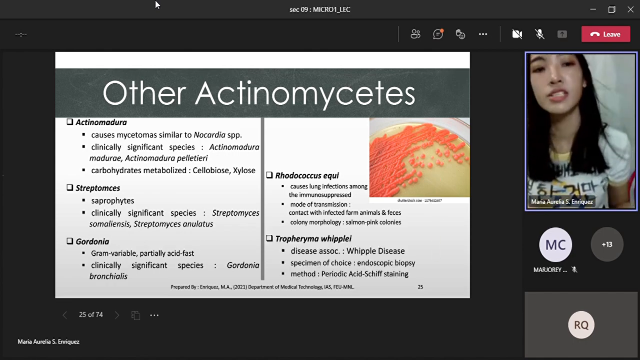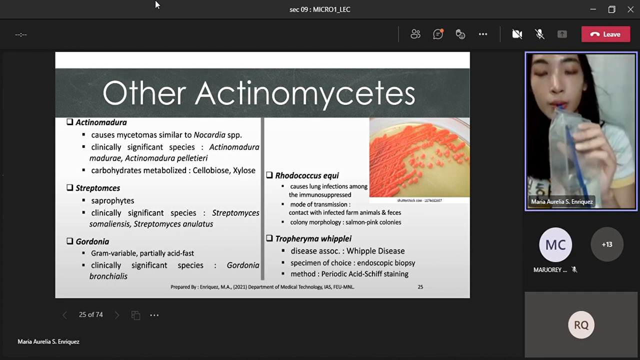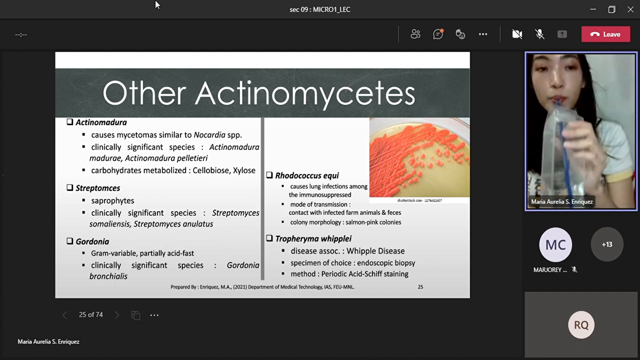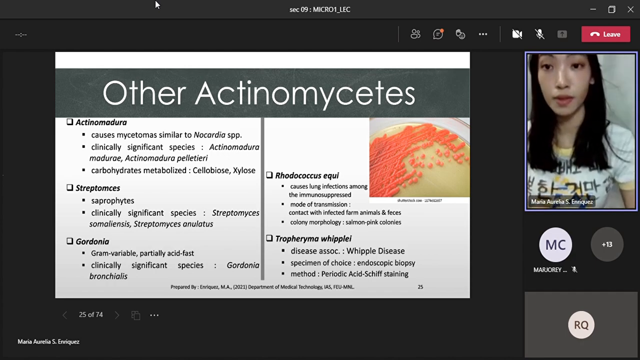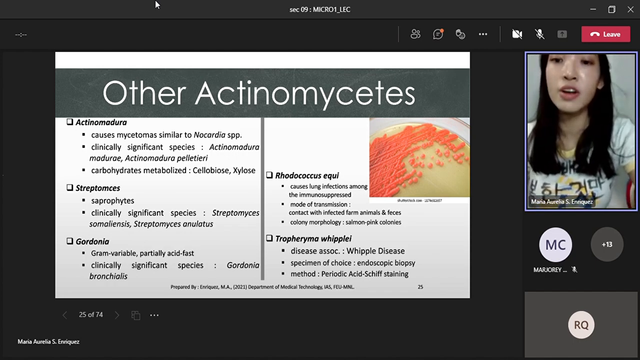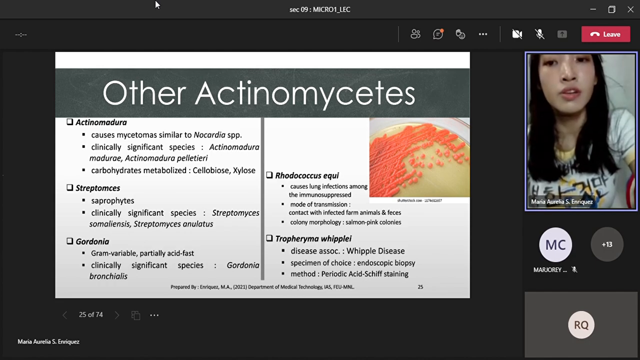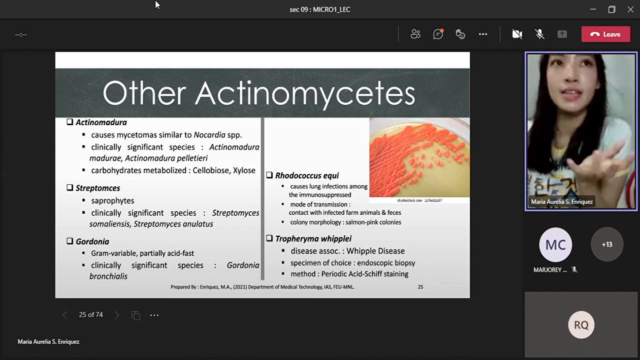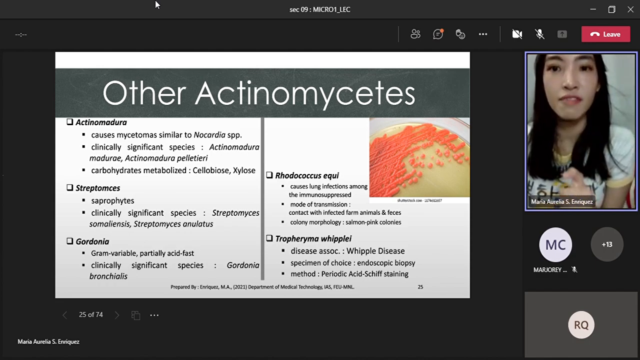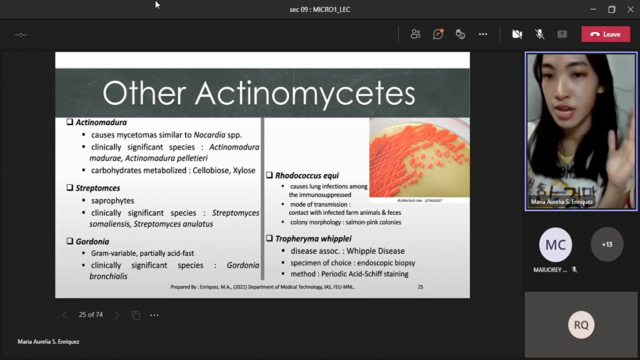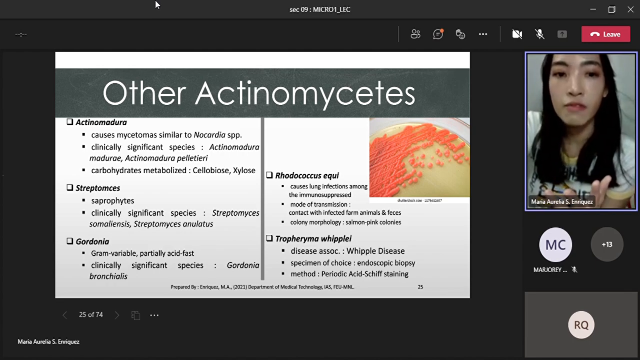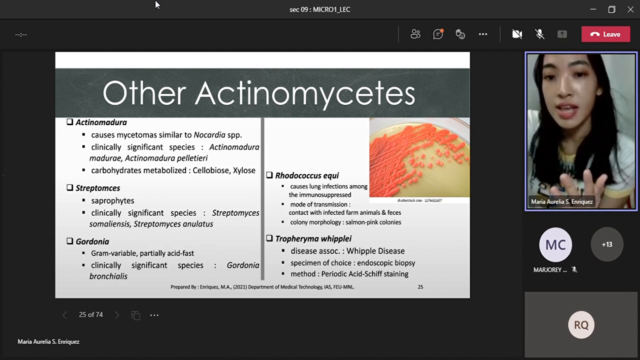Last one is Tropheryma whipplei. Tropheryma whipplei is the causative agent of Whipple disease. It has been detected in human feces, saliva, and gastric secretions, and it is also ubiquitous in the environment. If left untreated, Whipple disease is actually fatal.